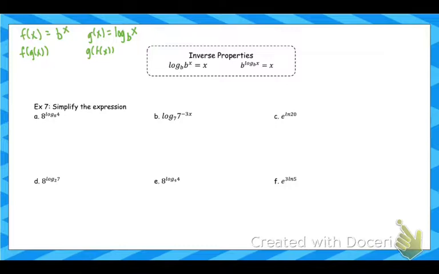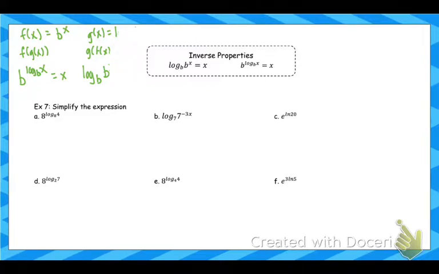So all I'm doing right now is just showing you where this property comes from. If I were to evaluate f of g of x, I would take the g of x function and replace the x in the f of x function. Same thing going the opposite way, g of f of x, I would replace x with the f of x function. Knowing what we know about composition and inverses, since these two functions are inverses, both of these things will equal x. That's where this inverse property comes from.